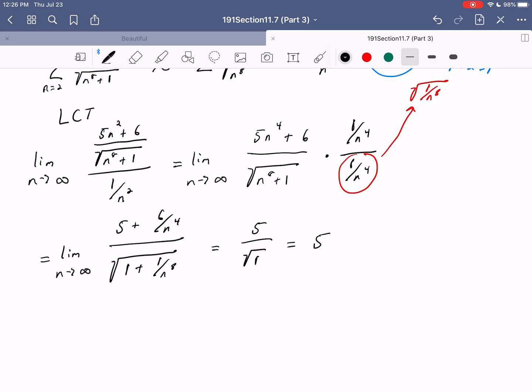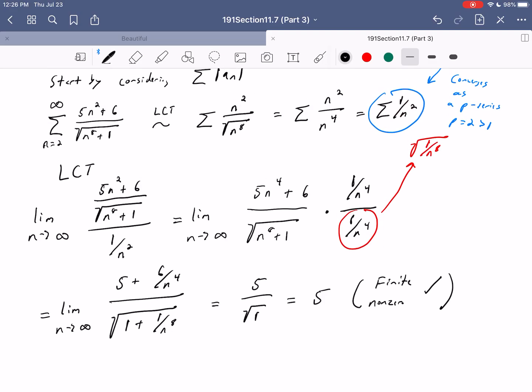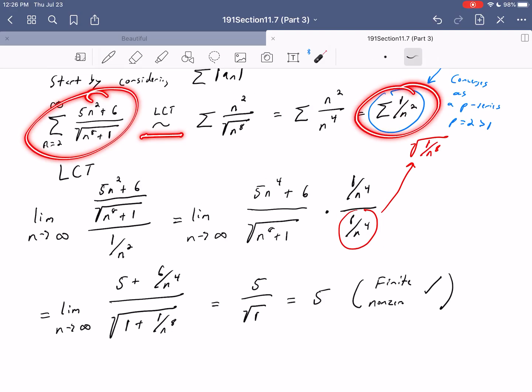Important thing to remember is that a lot of these tests have different things we're looking for. Do we want it greater than 1, less than 1, equal to 0? All the tests are different. Here, the important thing is that we want it to be finite and non-zero, which it is. So that means that our LCT was successful. So we now know that this acts just like this.